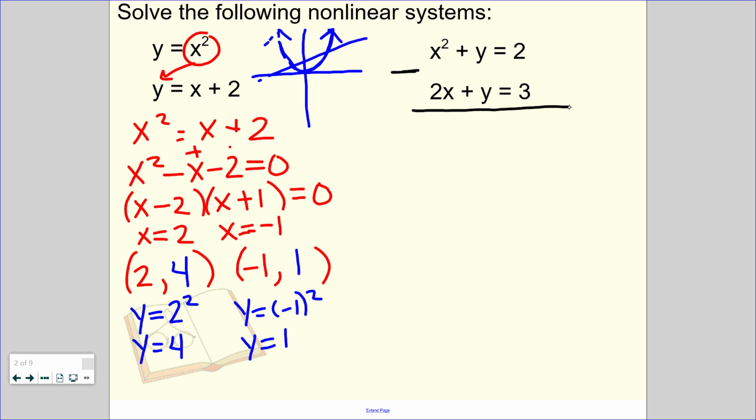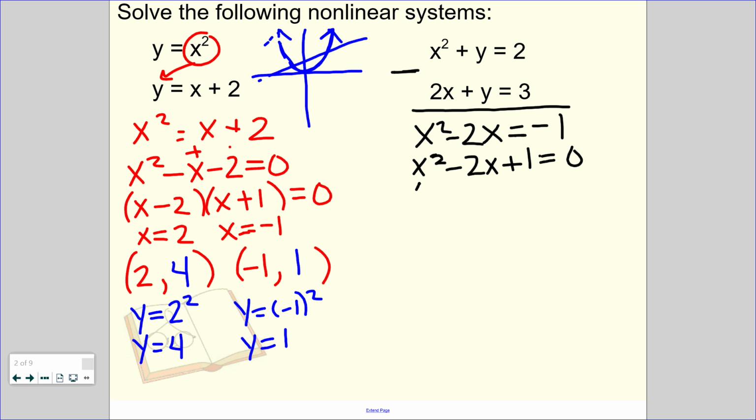x squared and negative 2x, or x squared minus 2x, are not like terms, so I'm just going to bring both of those down. My y's will cancel, y minus y. And then on the other side, I have 2 minus 3, which gives me negative 1. Again, I have a quadratic. I'm going to get everything on the left, get it equal to 0.